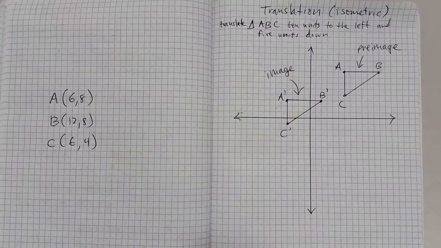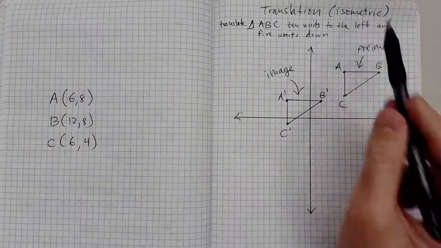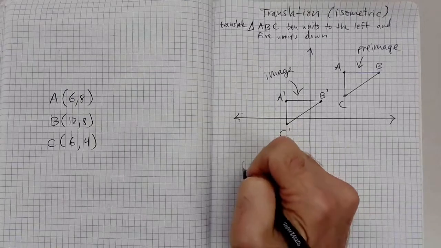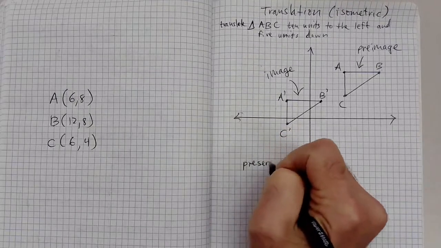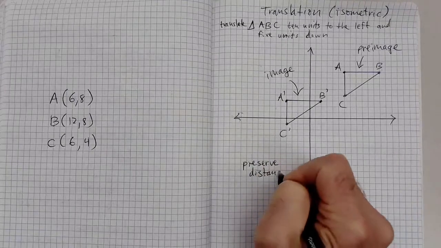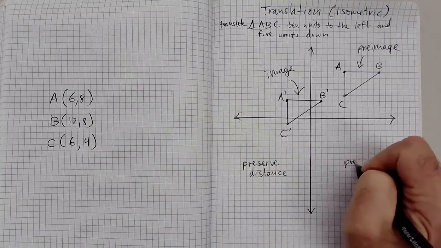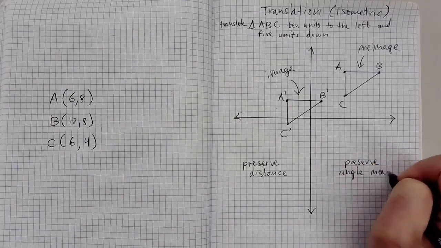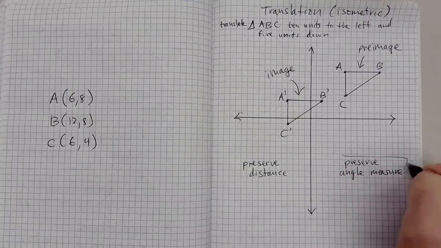Now, a couple of things. Because this is an isometric transformation, that means that we should have preserved distance. And we should preserve angle measure. And we're going to check that in just a second.